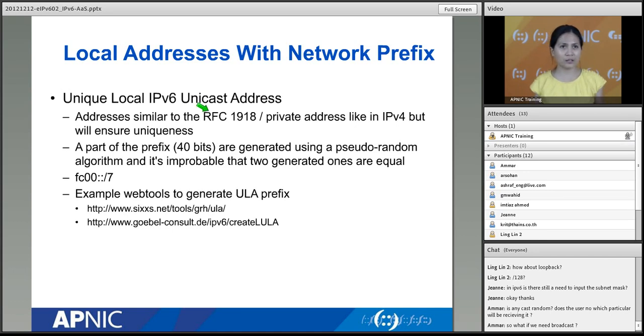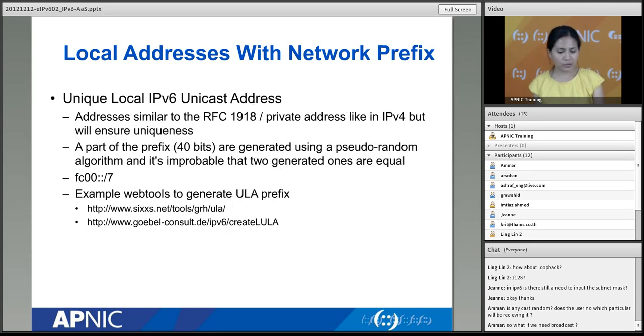When do we use it? If you want something that's still private. Remember RFC 1918, that is the private addresses for IPv4. It discusses all about the 192, 172 and 10 IPv4 blocks that are used for private purposes. So similar to that, the purpose of a ULA is the same, because you can't use a link local address to address other machines that are beyond networking devices. So we still need a unique local address.